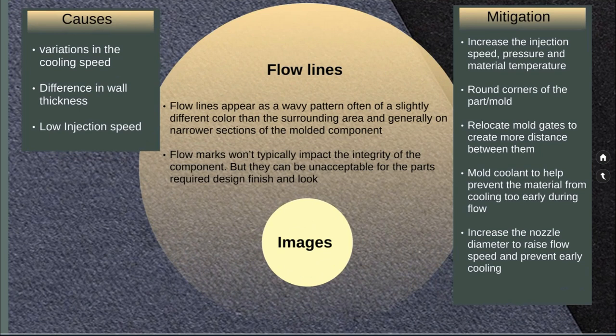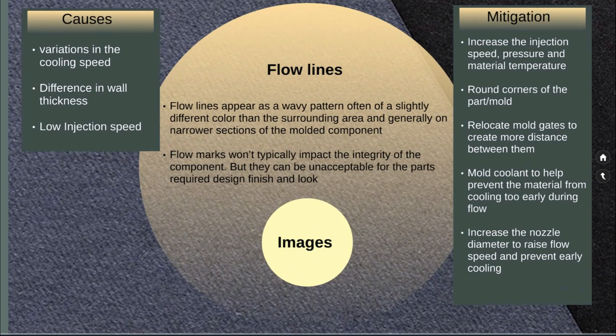We are rounding the corners in order to maintain a smooth flow of material. Then relocate mold gates to create more distance between them. Having a sufficient distance between the gates helps the molten material to pass and fill the entire component area easily. Next is mold coolant, to help prevent the material from cooling too early during the flow.